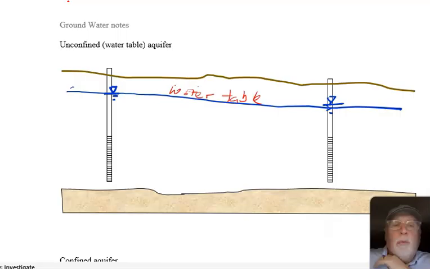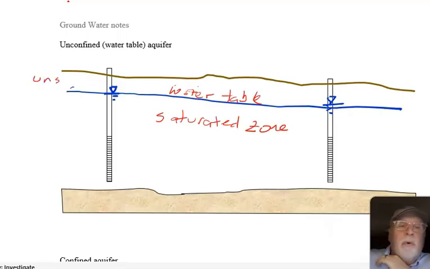Below that, we have the saturated zone. And above that, we have the unsaturated zone. Now, there is some water in the unsaturated zone, and the water can move there. That's also, by the way, called the vadose zone. I don't know where that word comes from, but we usually just call it the unsaturated zone.